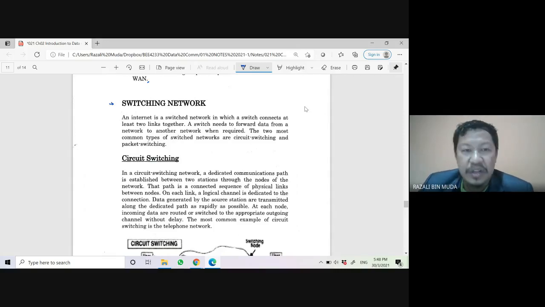Okay, next is switching network. So what is a switching network? An internet is a switched network in which a switch connects at least two links together. A switch needs to forward data from one network to another network when required. The two most common types of switching networks are circuit switching and packet switching. So there are two switching networks: one is circuit, the other is packet.